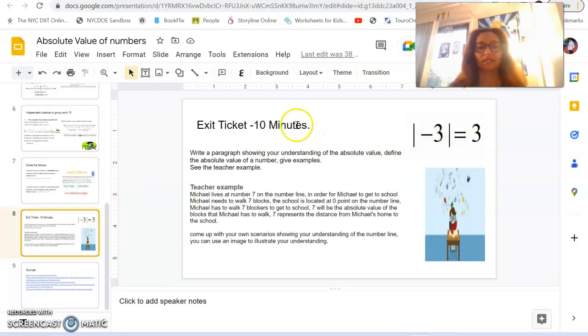All right, for the next 5 to 10 minutes, I want you to work on the exit ticket. I want you to write 2-3 sentences showing your understanding of the absolute value.